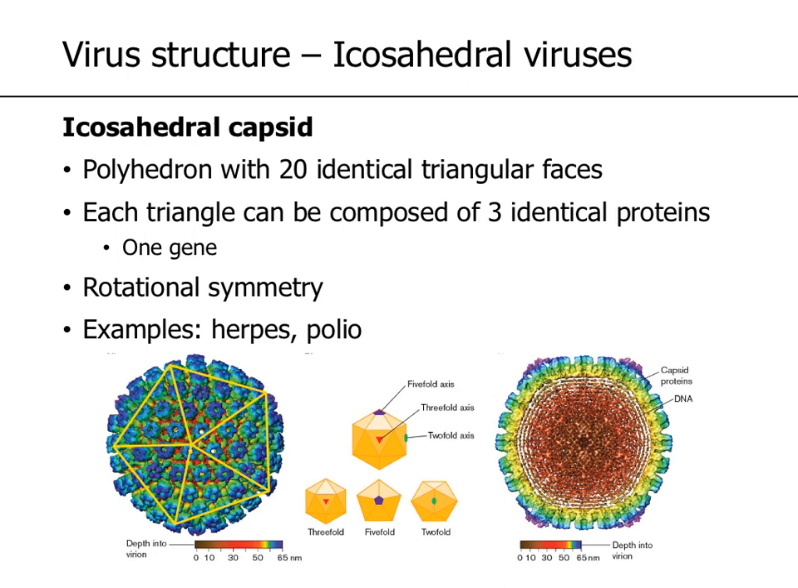Each triangle can be composed of 3 identical proteins. So remember now, the viruses are typically smaller, their genomes are typically smaller. So the fact that they can just use one protein to encode for their whole capsid is an efficiency thing, and it helps with their propagation to have these smaller genomes. For these icosahedral capsids, they have this rotational symmetry, and the images here show you where all the symmetrical axes are. Some examples are typical animal viruses like herpes and polio.